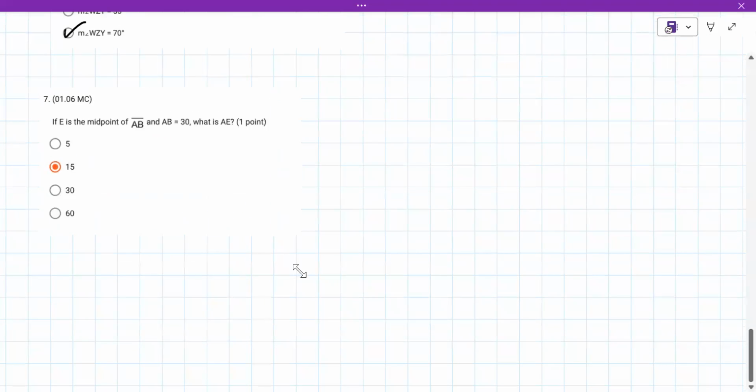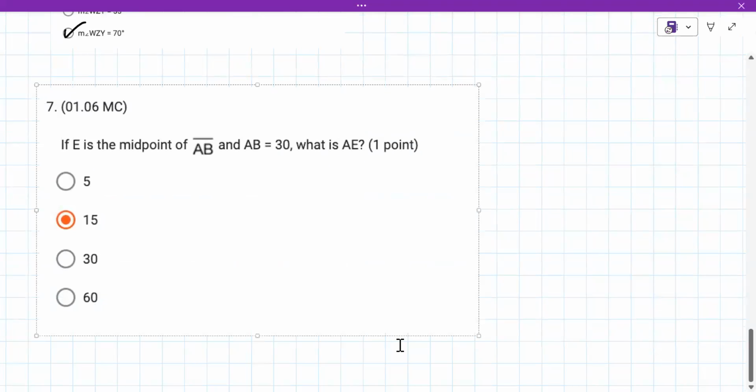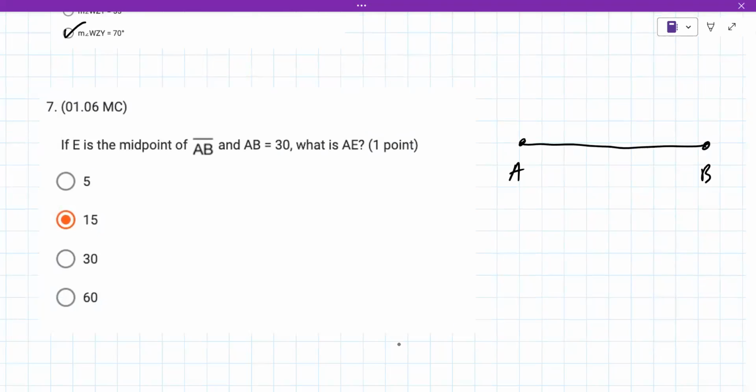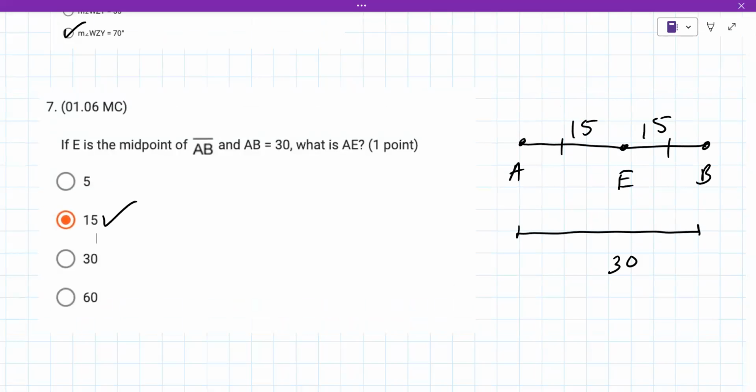So here you go. If E is the midpoint of AB, so again, probably good to draw. Here's A to B. Doesn't have to be drawn to scale. E is the midpoint, and AB is 30. So the whole thing is 30. That means each of these is 15, because it's exactly in half. So half of 30 is 15.